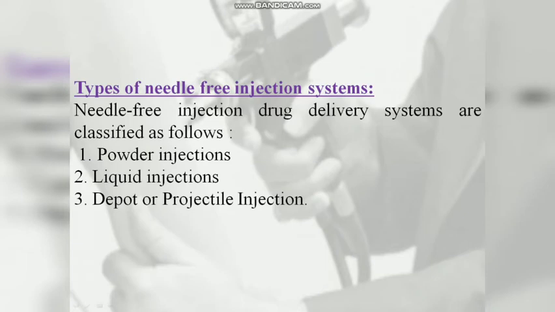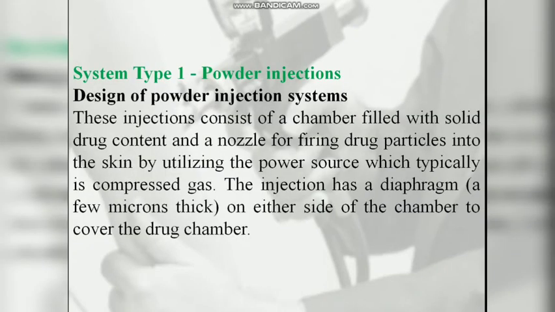Next one, types of needle-free injection systems. These are 3 types: powder injections, liquid injections, depot or projectile injections. In this, first one, powder injections. In these powder injections, design of powder injection systems. These injections consist of a chamber filled with solid drug content and a nozzle for firing drug particles into the skin by utilizing the power source, which typically is compressed gas.